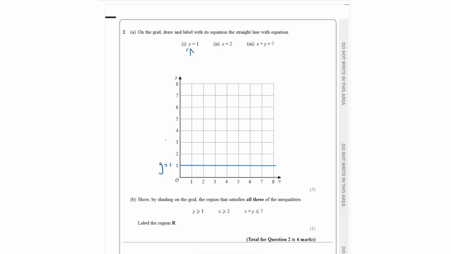x is equal to 2. So we simply go on the x-axis, which is the horizontal axis, and we look for 2. 0, 1, 2, and we draw a line.